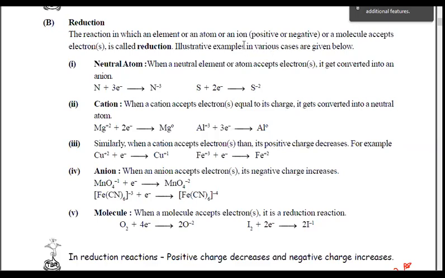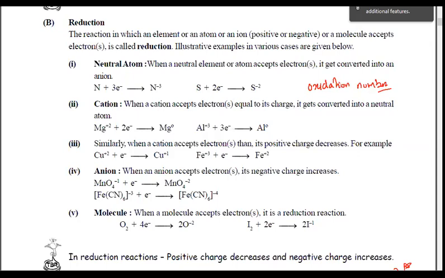Yes, negative. Very good, everyone. So this is intuitive, right? Everything is intuitive. They're getting everything. Now, if the charge is getting added, if the negative charge is getting added, what will happen to the oxidation number? Will it decrease or increase? Yes, very good. It will decrease. So I can say that in reduction, positive charge decreases, negative charge increases and oxidation number decreases.